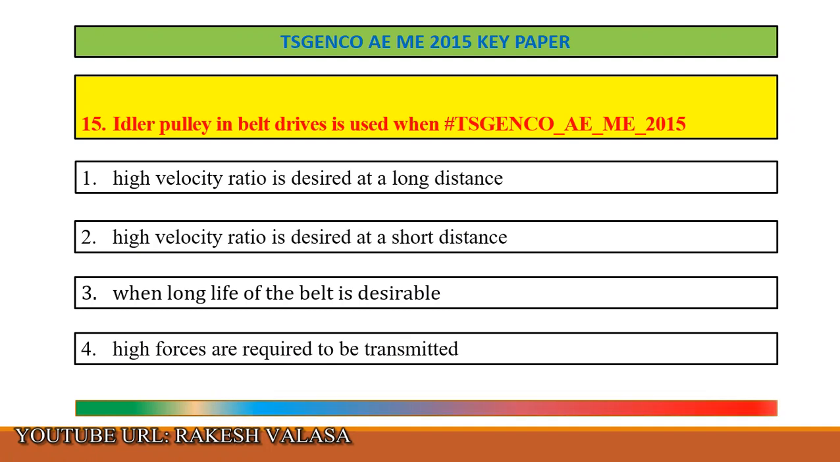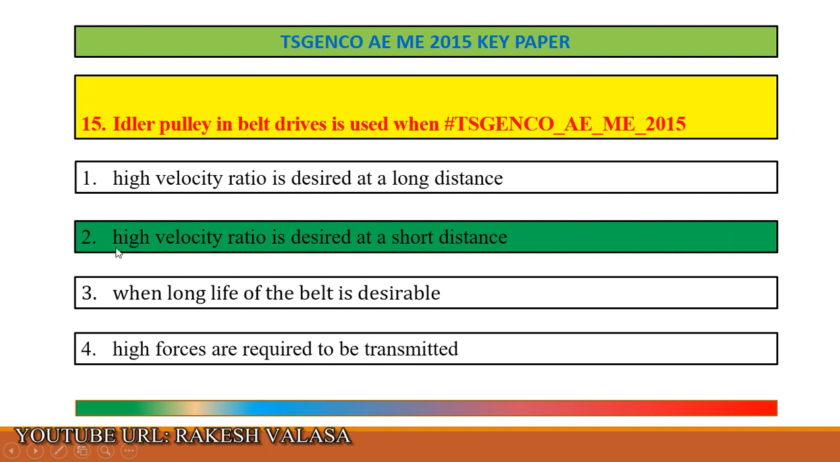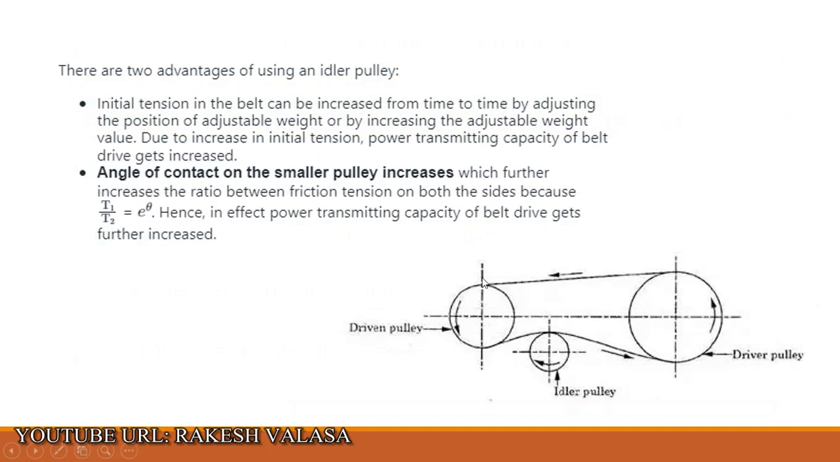The correct answer is option 2. High velocity ratio is desired at a short distance. Let us see the explanation. You can see here the belt is connected to the driver pulley and the driven pulley. In between, one idler pulley is there.